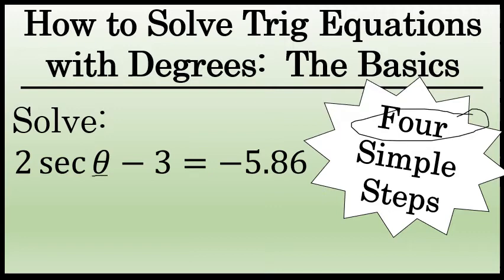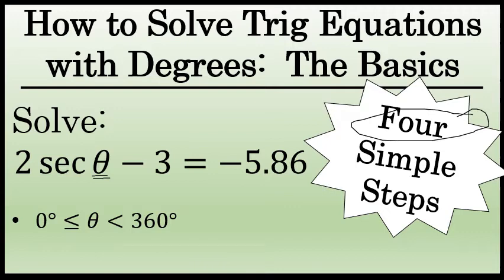This is a trig equation because the unknown is an angle as part of a trig function. And there are more directions to this problem than just to solve the equation. We want to solve it where theta is an angle between 0 degrees and 360 degrees.